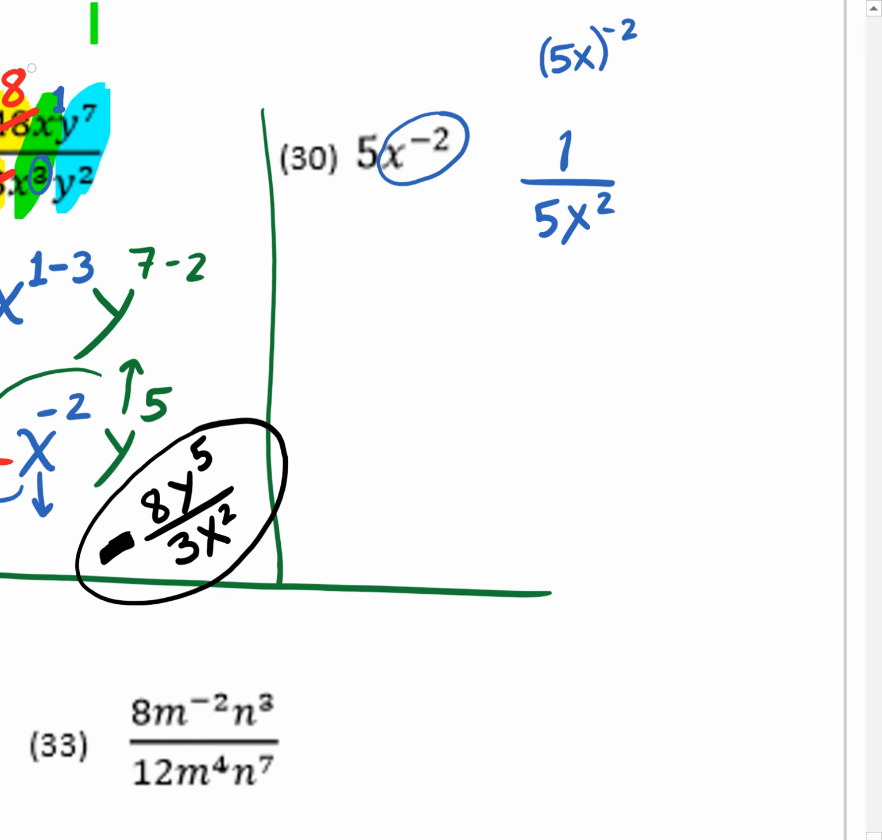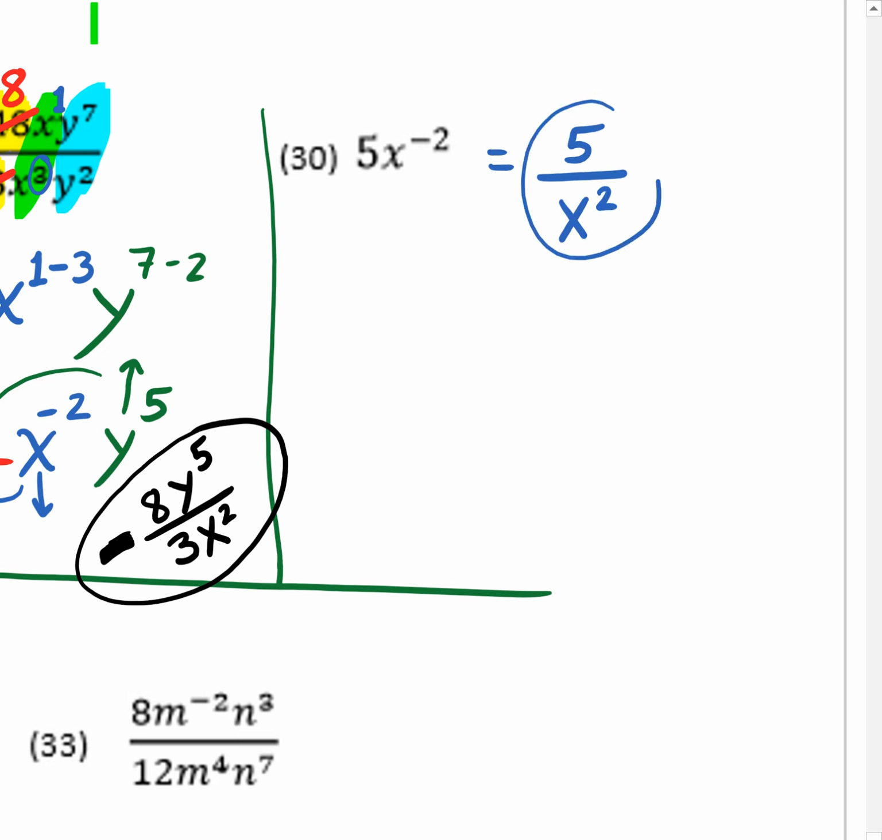But because there are no parentheses, they're just saying the x is to the negative 2 power, but the 5 has no power. I guess it has an invisible 1 power. Because the 5 does not have a negative power, it's not going to move. It doesn't have to move to the opposite side of the fraction, only the x does. So that would be your answer.